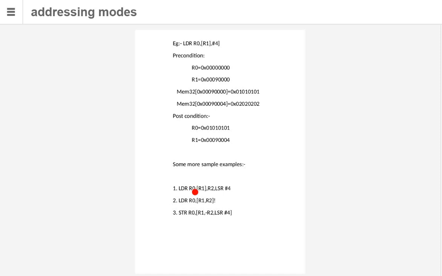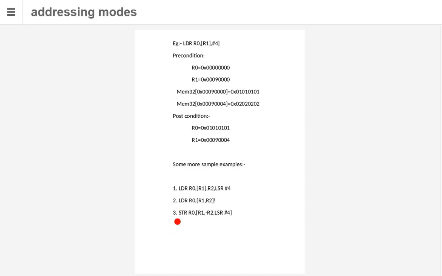After that, you have to modify R1. After transferring the content of R1 to R0, R1 becomes R1 plus the result of R2 LSR #4. That means after logical shift right of R2 four times, you'll add that to R1 and that becomes your new R1. That is the meaning of this instruction. Always they'll ask this kind of instruction for explaining, like explain this instruction.